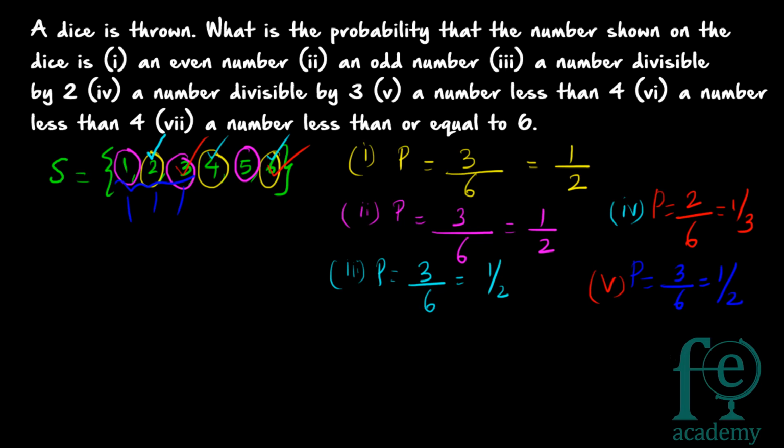Now the last question is a number less than or equal to 6. A number less than or equal to 6, how many favorable outcomes are there? All the outcomes, all 6, are numbers less than or equal to 6. So the probability will be equal to 6 divided by 6, which gives you 1. So this is a very basic question on probability. You see how many favorable outcomes are there, and then how many outcomes are there in total. Number of favorable outcomes divided by total number of outcomes will give you the corresponding probability.